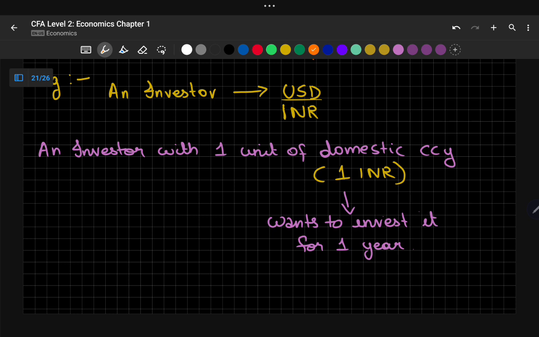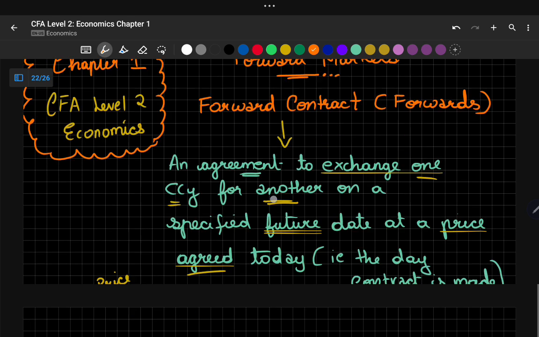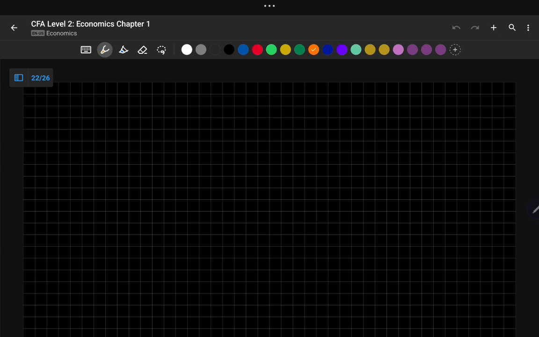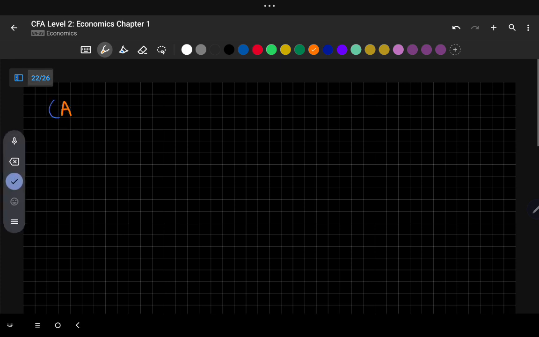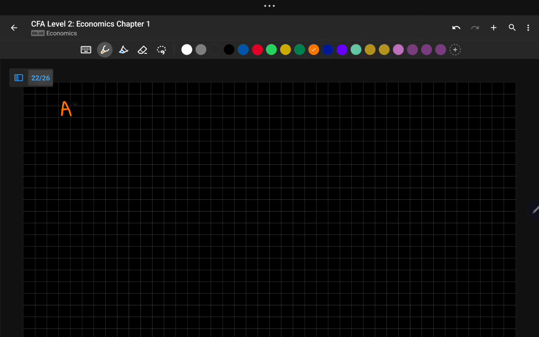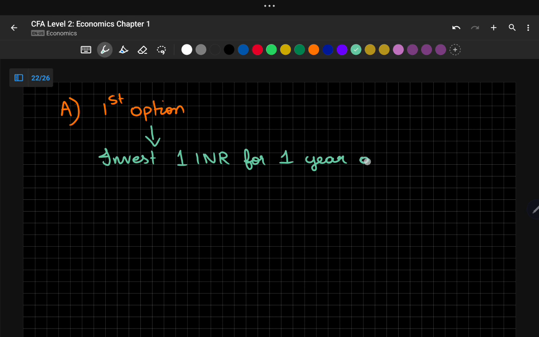So what are the two options the investor has? In this case, the investor has two options. The first option, option A, is to invest 1 INR for 1 year at the domestic risk-free interest rate.